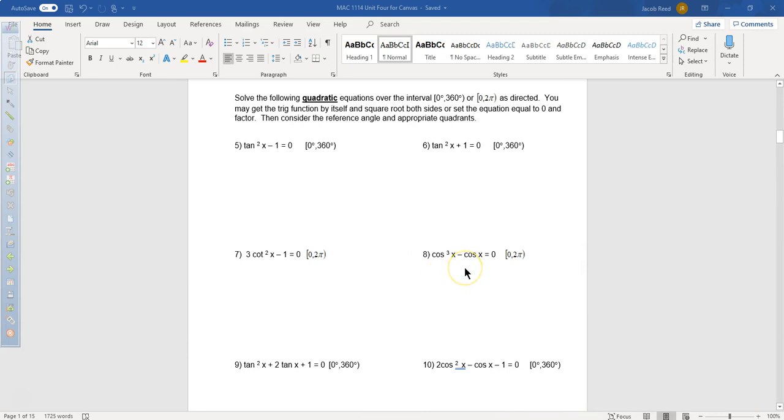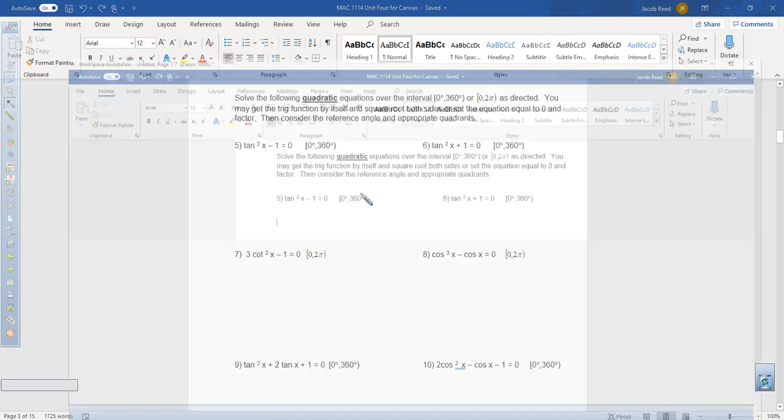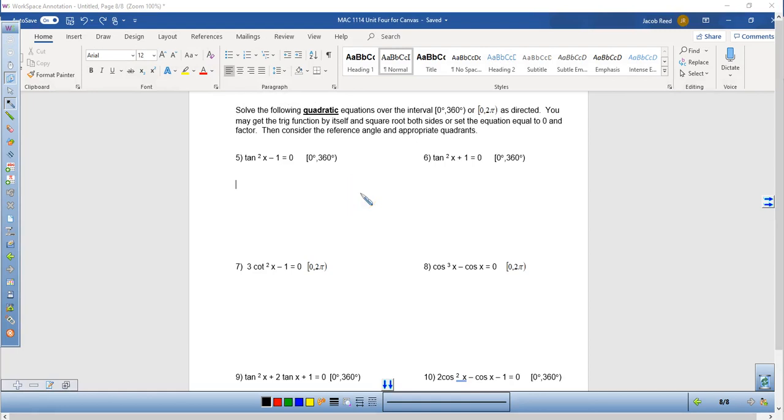Alright, looking down here, solve the following quadratic equations. So we can do one of two things. You can get the trig function by itself and then square root both sides, or set the equation equal to 0 and then factor. Either method will work. Now you'll see on some of these I perform one method and others I perform a different method. It just depends on the way the setup is at the initial start of the problem. In this one's case, I would go ahead and do the first method of getting the trig function by itself and square rooting, because I only have a trig function and a number.